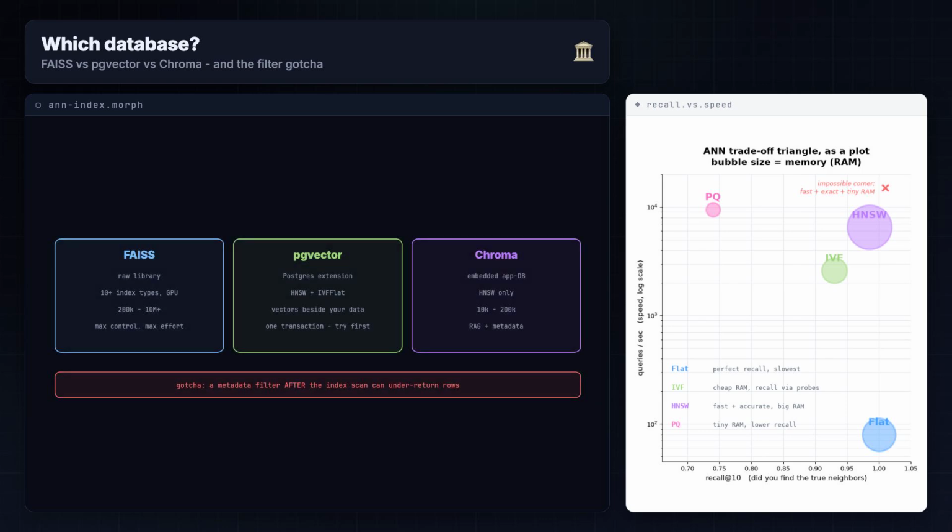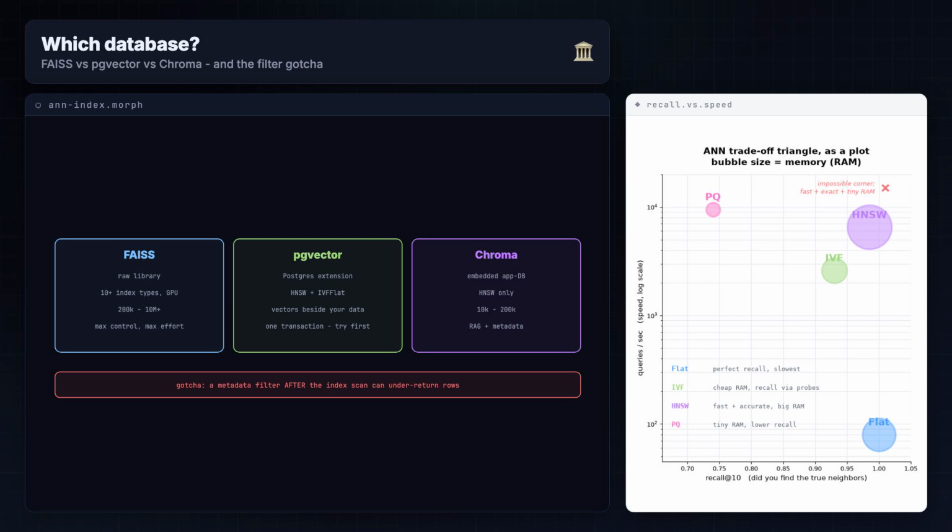Which database wraps these up? 3 honest answers. FAISS is the raw library, 10-plus index types, GPU support, maximum control, maximum engineering effort. Reach for it from a few 100,000 vectors up into the millions. pgvector is the try-this-first if you're already on Postgres. Your vectors live right beside your relational data and get queried in one transaction.